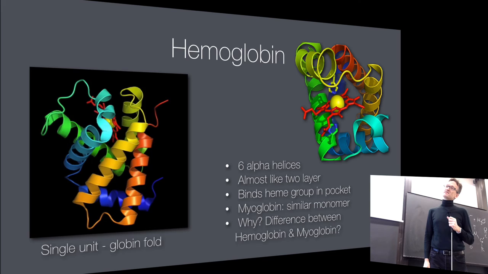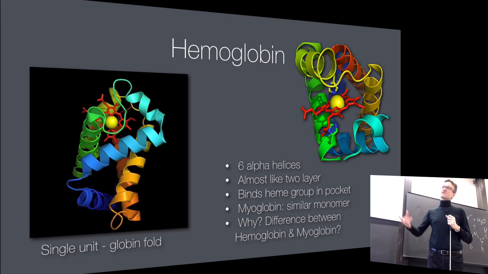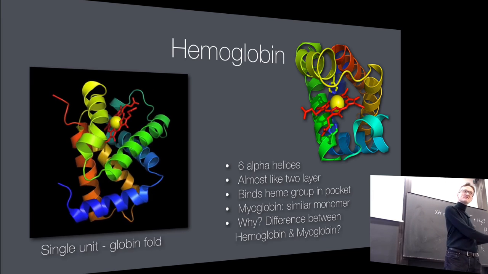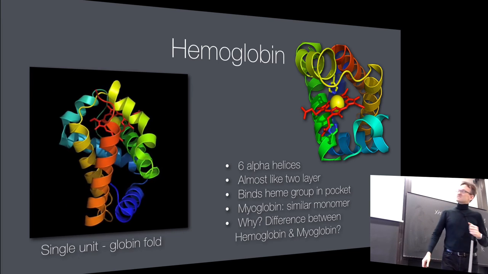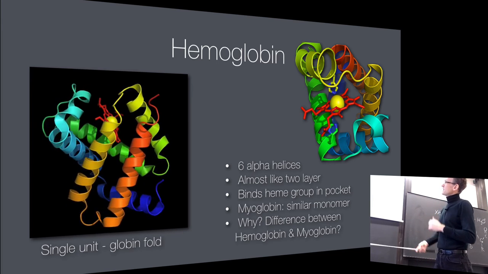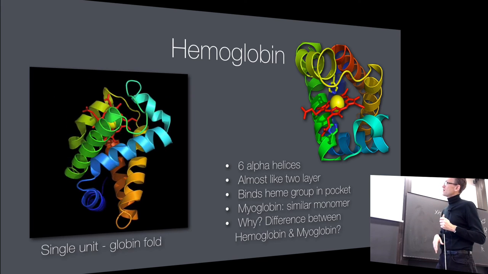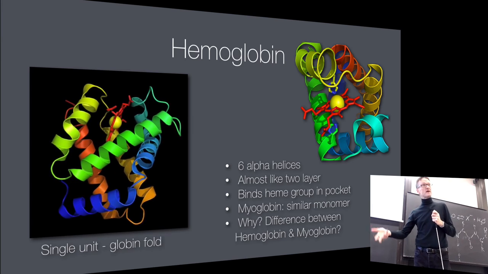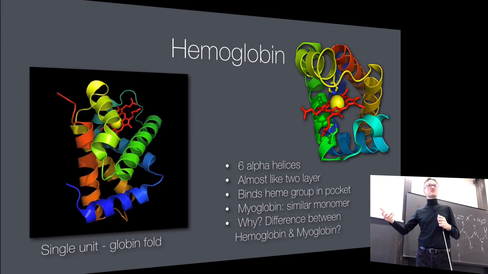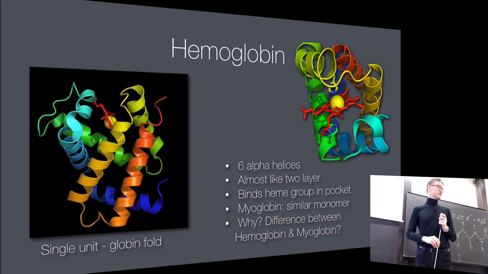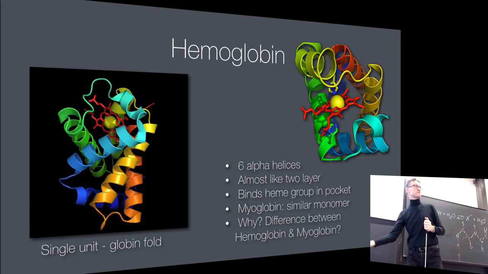So the problem is that on the one hand, you want a molecule that binds oxygen really efficiently in your lungs, but then releases it really efficiently in your muscles. So this is a fairly complicated interplay where hemoglobin, when the concentration of oxygen is low, has relatively low affinity binding energy to oxygen. But the more oxygen it binds, the stronger it binds it. So in the lungs, when you have lots of oxygen, hemoglobin will actually be good at binding it.